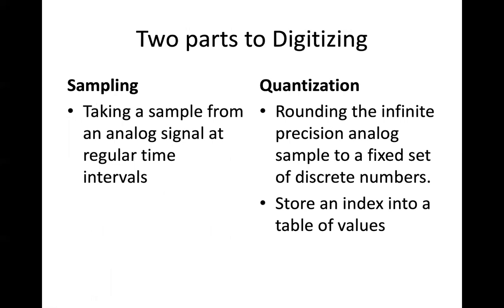Digitizing, that is to say, taking an analog signal from the world and representing it in a computer, means taking a sample from an analog signal at regular time intervals. That's the sampling part. The other part of digitizing is quantization, which means taking this infinite precision analog sample, that is to say, a continuously varying signal from the world, and rounding it to some fixed set of discrete numbers, which we then store in binary in a computer. Okay, so that's digitizing, and that's all we have for the first lecture segment for today.